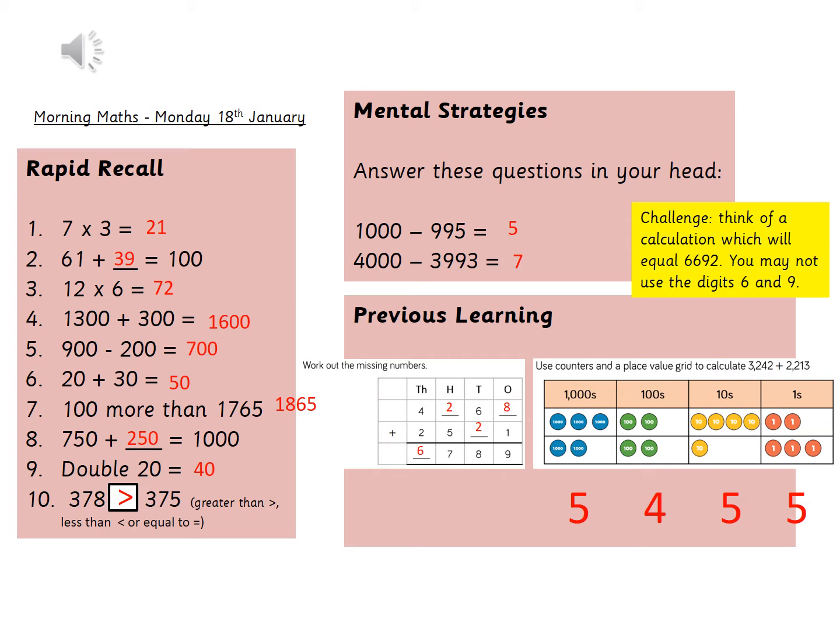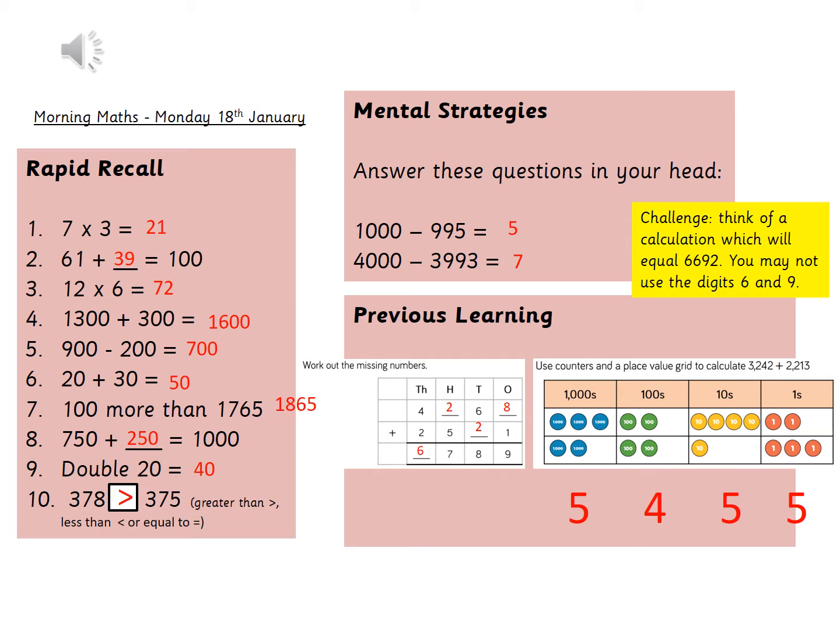Here are the answers to today's mental maths questions. 7 times 3 is 21. 61 add 39 is 100. 12 times 6 is 72. 1300 add 300 is 1600. 900 take away 200 is 700. 20 add 30 is 50.